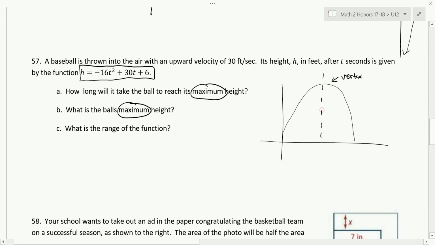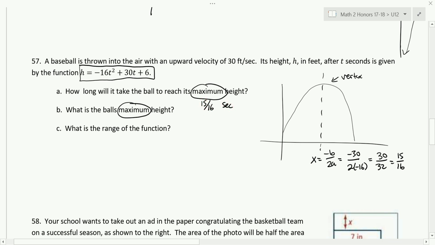This middle, x equals negative b over 2a, which is negative 30 over 2 times negative 16. And that's going to end up being positive 30 over 32, or positive 15 over 16. So right away, we know the middle, 15 over 16. Okay, and that's the answer to what question? A. So A is 15 over 16 seconds.